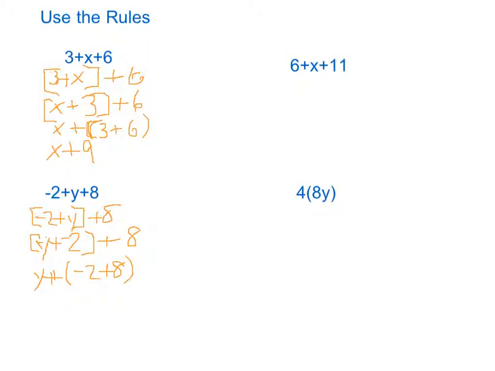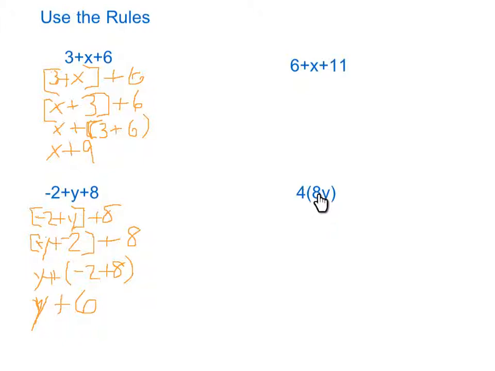Well, -2 plus 8. Let's see. I've got a negative plus a positive, so I'm actually going to have to subtract the 2 from the 8. That leaves me with 6. And 8 has the higher absolute value, so I know that's a positive number. So I'm left with y plus 6. There's my answer.